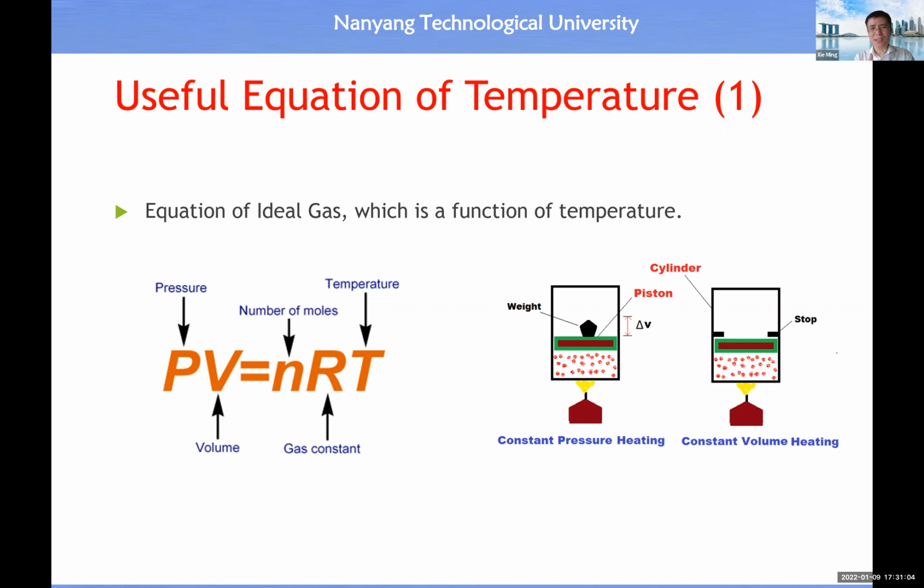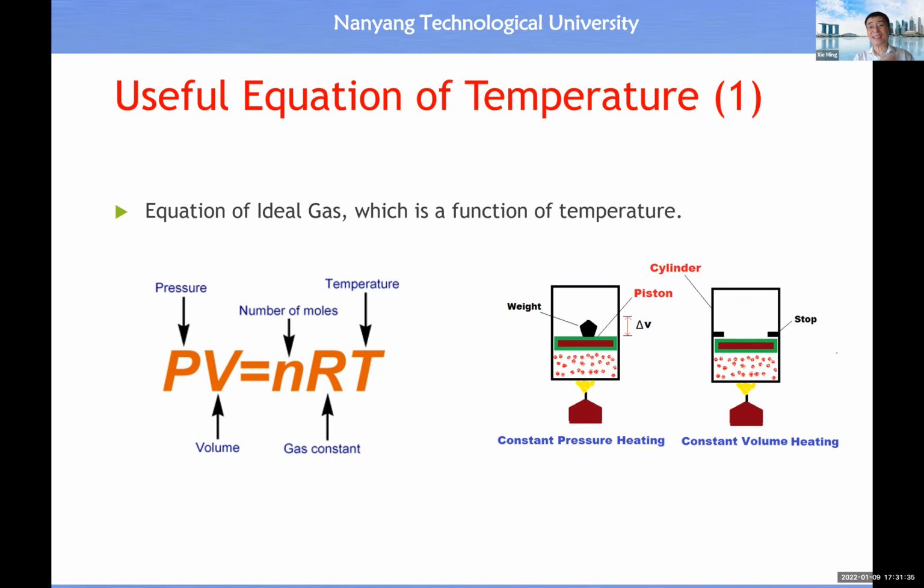All right, so you know for the equation of ideal gas, the temperature is proportional to the pressure. Temperature is also proportional to the volume, and this is the molar number, and this is a constant, a coefficient. All right. So then we may have different scenarios. For example, we can make the pressure constant. We can also make the volume constant. Because the temperature is a function of P and V.